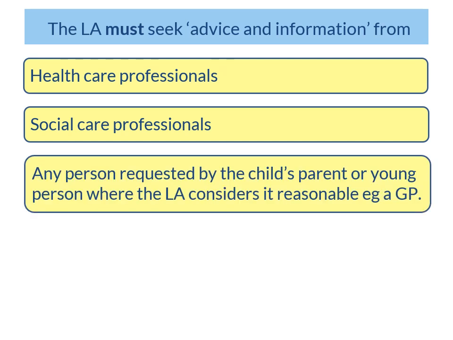They must also seek advice and information from any person requested by the child's parent or by the young person where the LA considers it reasonable. For example, a parent could suggest that the LA seek information from a GP or another health professional. So this is your chance to tell the Family Services team if you feel there is a person who would be able to give useful information about your child's learning issues or any health or social care needs which you think are impacting on your child's ability to learn or to access learning.